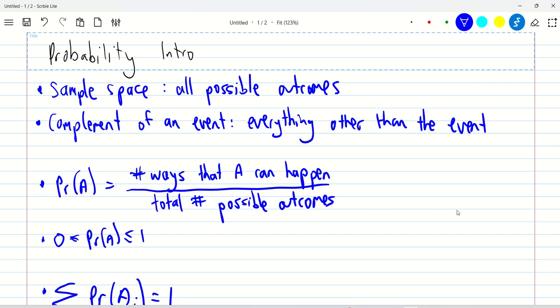Today we're going to be looking at probability. So we're going to start looking at this as a new topic. Just an introduction today into probability, just some definitions of what certain things mean. So let's get started. So firstly, sample space.